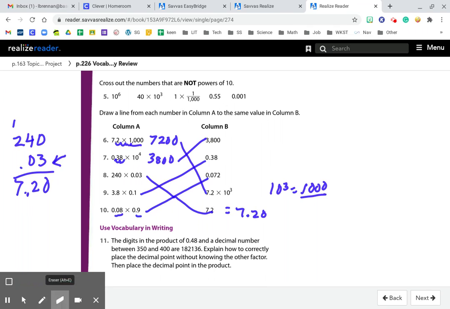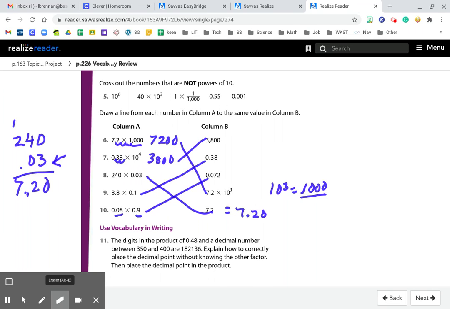There's our matching. The digits in the product of 48 hundredths and a decimal number between 350 and 400 are 1, 8, 2, 1, 3, 6. Explain how to correctly place the decimal point in the product. So we can use compatible numbers to help us do this one, and that might help you out.